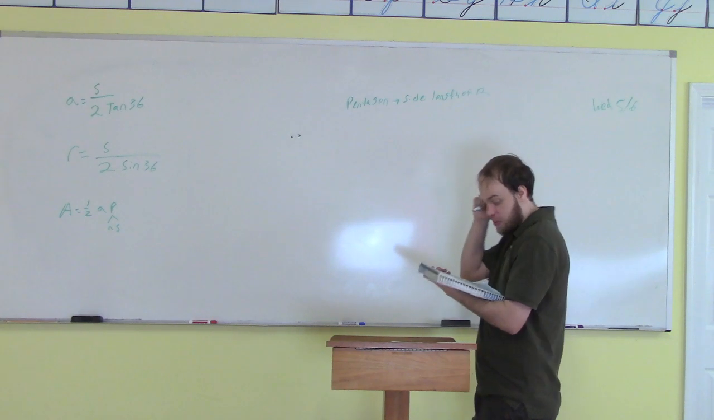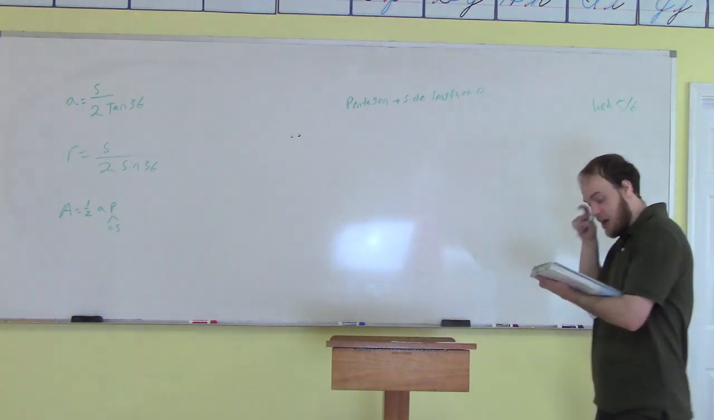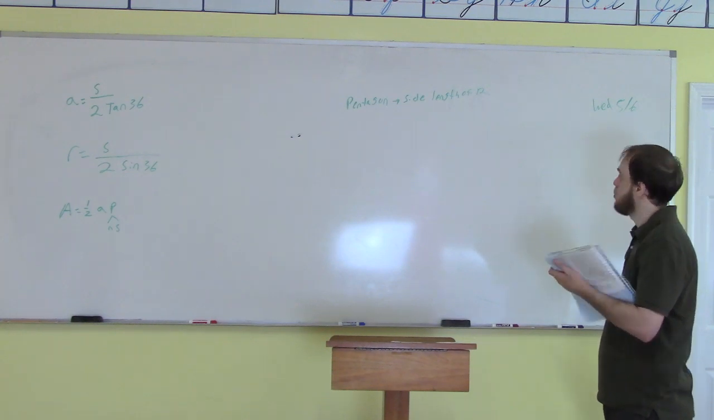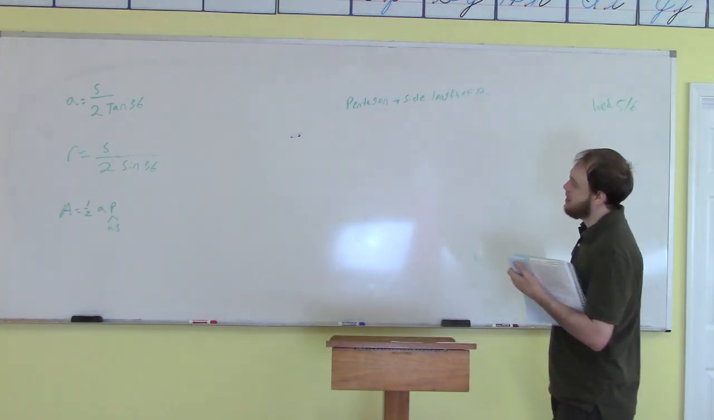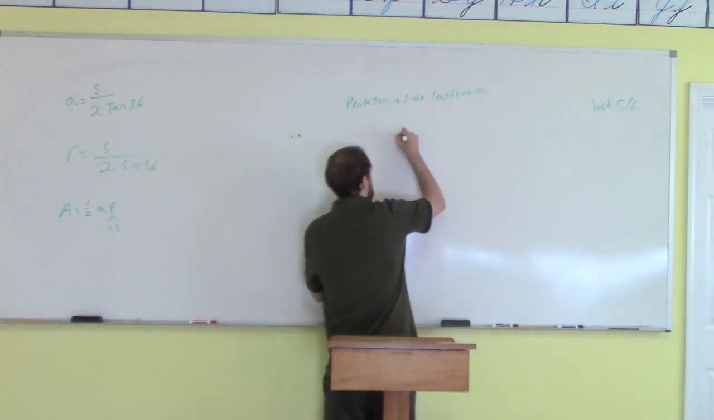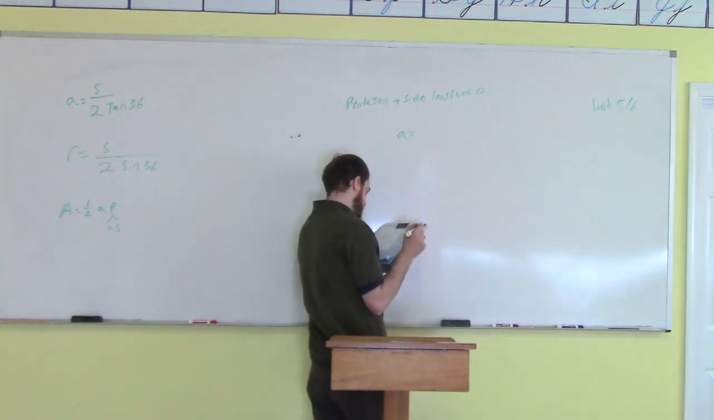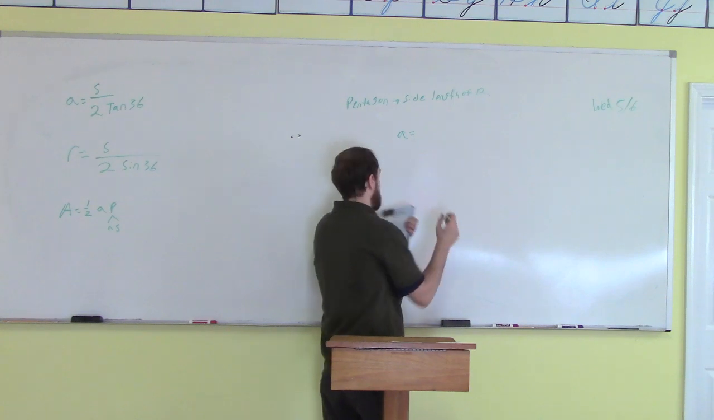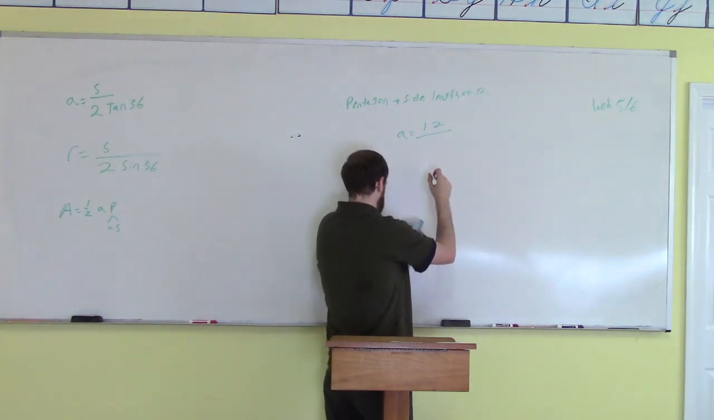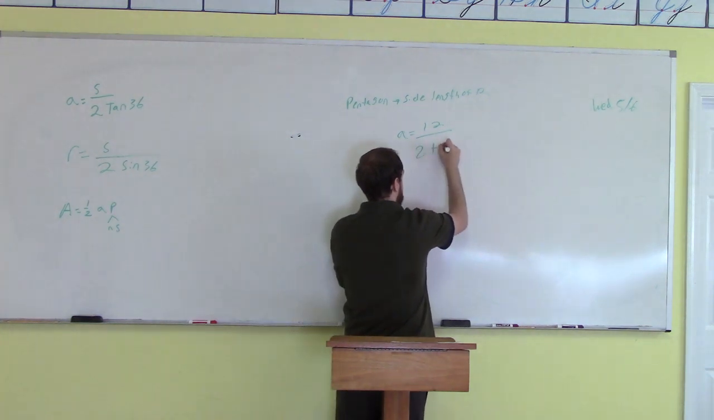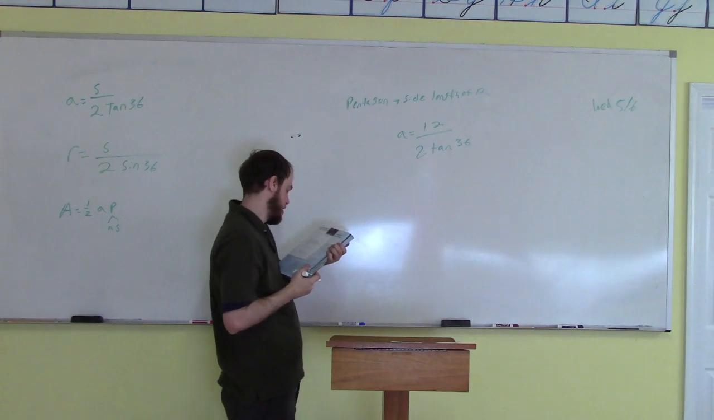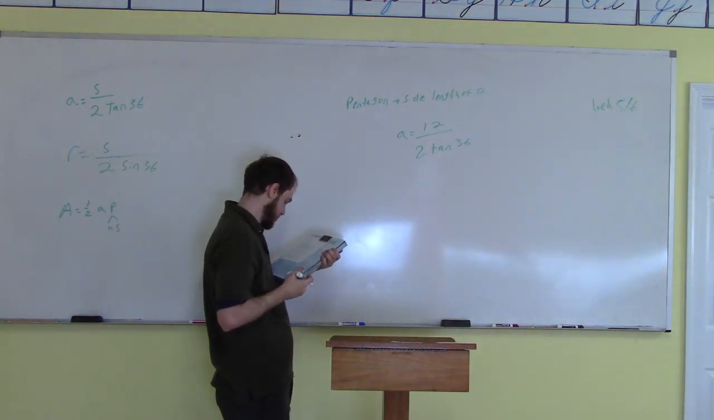And so the example here on page 609, they give you: find the apothem and radius of a regular polygon with a side length of 12, and so that is what they ask for. To find the apothem, you're going to do A equals 12, which is the side length, the s, over 2 tangent of 36.